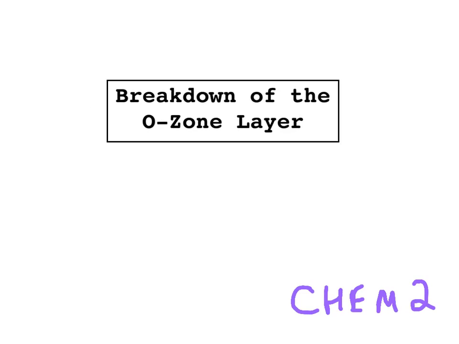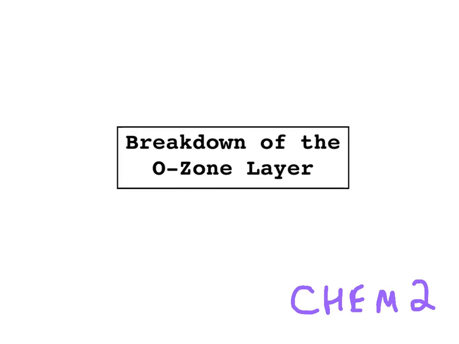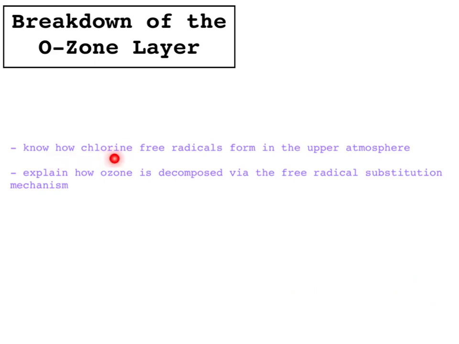So this video is on the breakdown of the ozone layer. And our aims for this video are to know how chlorine free radicals form in the upper atmosphere and to explain how ozone is decomposed via the free radical substitution mechanism.